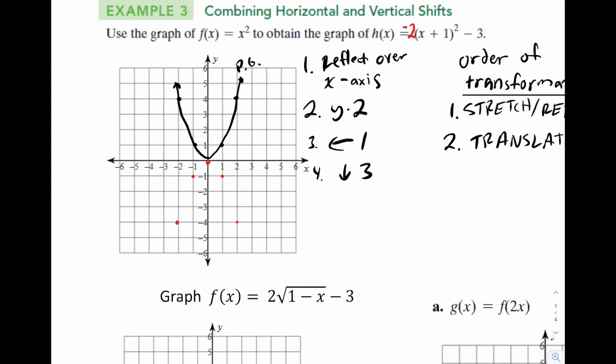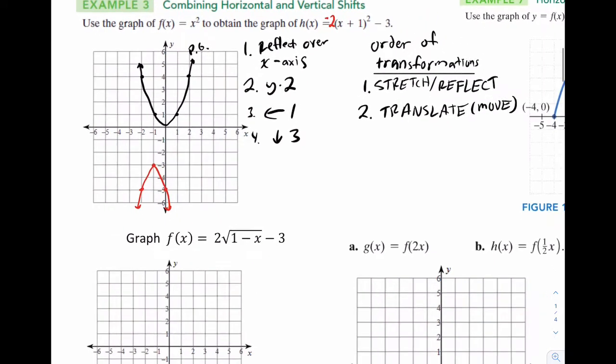Now take all the y coordinates, multiply them by 2. So this first point, 0, 0, clearly nothing should happen. But this one, 1, -1, that's going to become 1, -2. And then this point, -1, -1, it's -1, -2. And let's just get rid of those. And now I can see that the parabola is skinnier by a factor of 2. Now that's why the iPad's great, because we can just grab it, move it left 1, down 3. And there is our final answer.